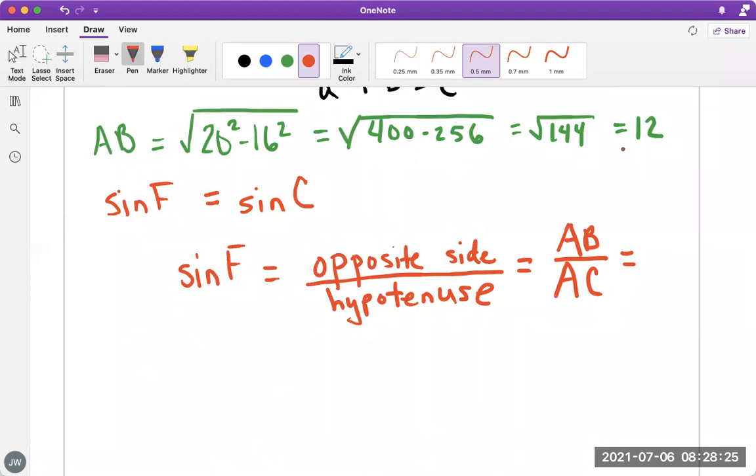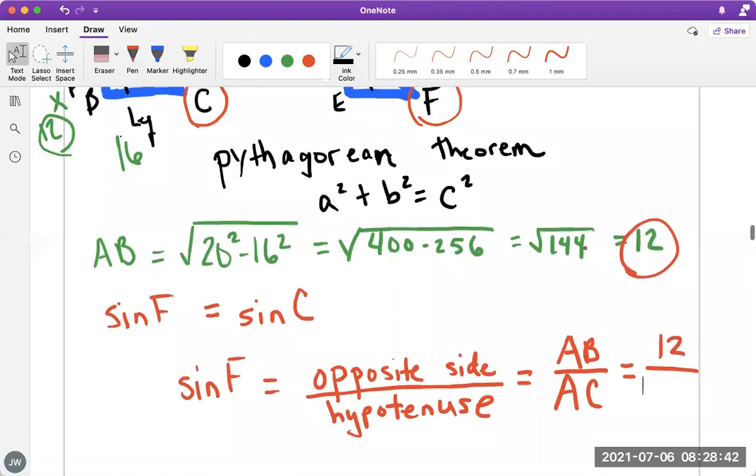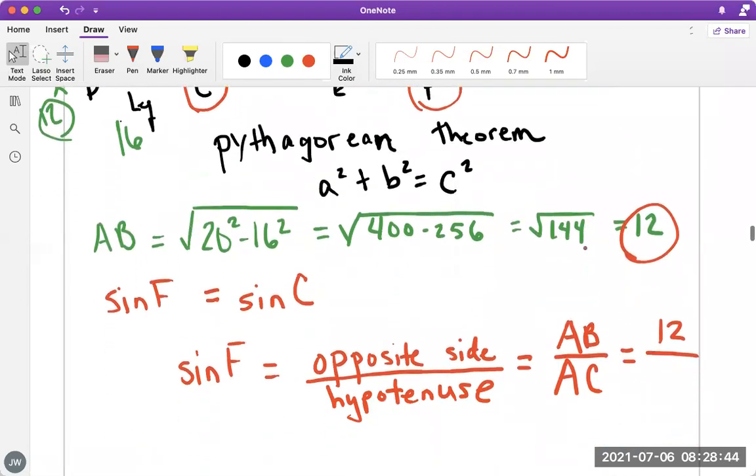Remember, we solved for that, right? It was 12. That's why we needed that side. We didn't need BC, we needed AB. So that's why you had to figure that out. So we got 12 over, and AC was given to us. We can scroll back up and see what that was. AC is 20.